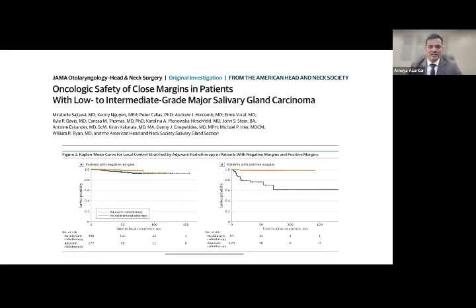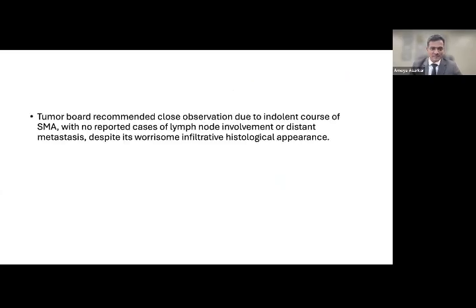And for the attendees, this is the JAMA paper that Dr. Gillespie just mentioned, and clearly there was a significant survival difference in patients with positive margins versus patients with negative margins when you compared who received radiation and who did not. And there was similar data from MSK a few years ago, which also showed similar findings in a subset analysis for low and intermediate grade tumors.